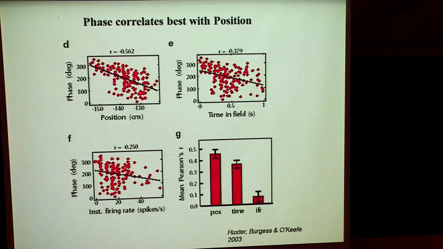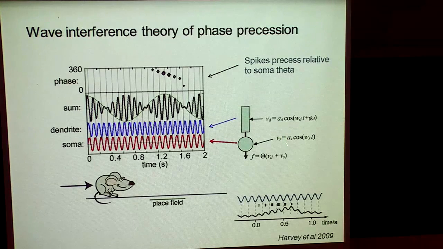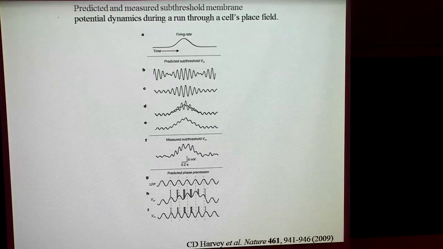Well, I don't want to go too much into the dendrite, because the biophysicists and the modelers don't like it, because it's really quite difficult to reduce this to two different oscillators of different frequencies in the same cell. Maybe the models are wrong. This is more of their stuff.